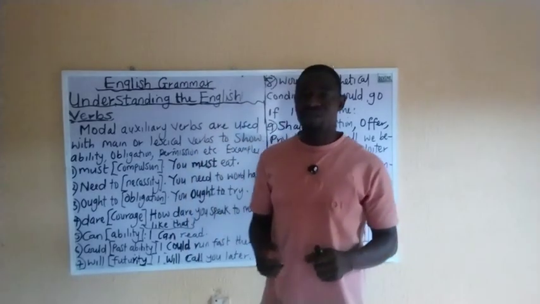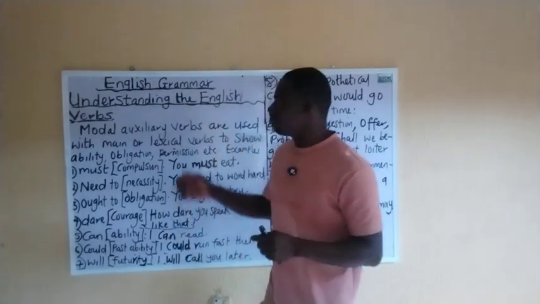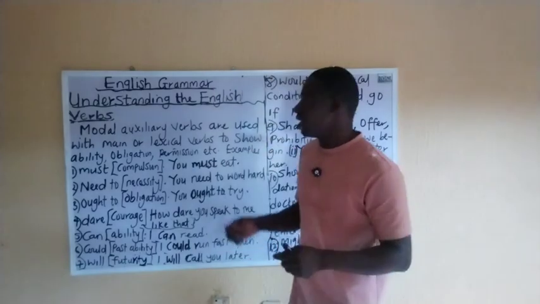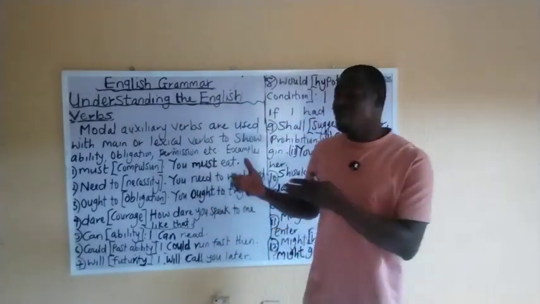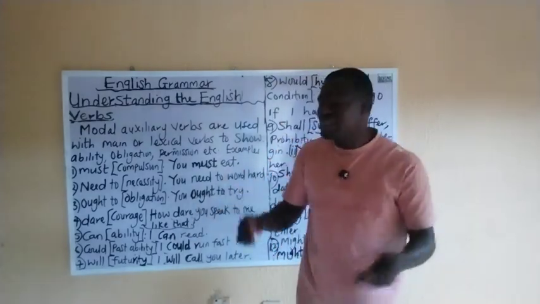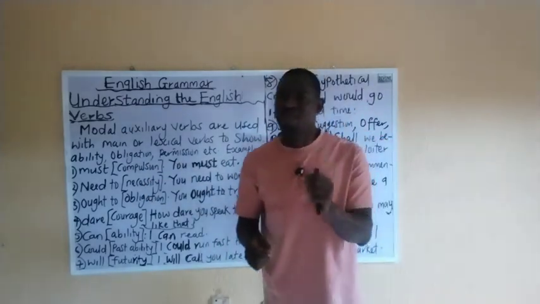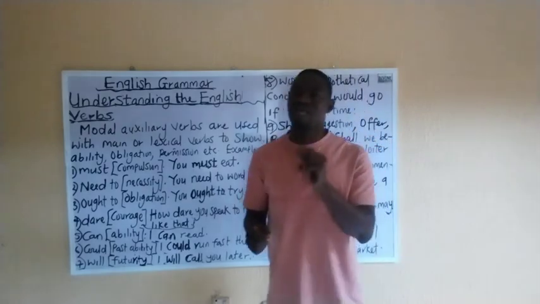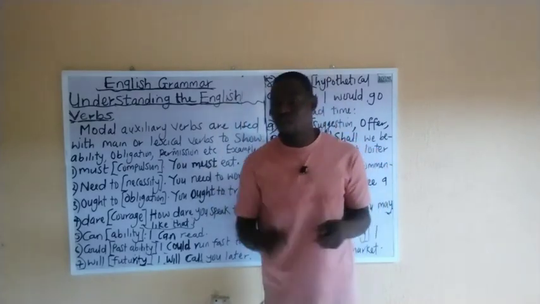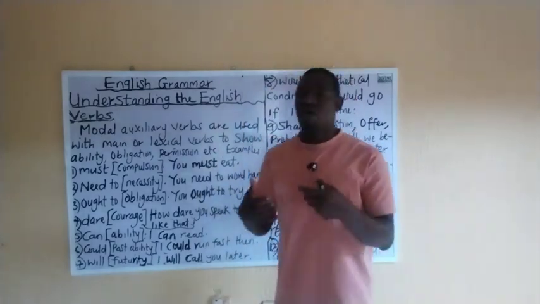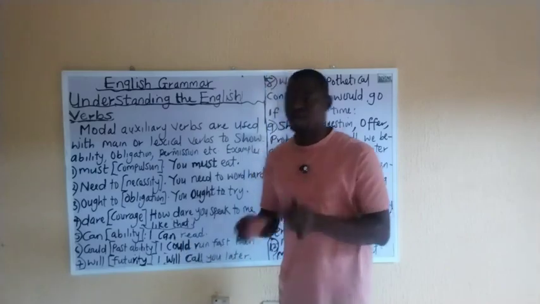Let's take the second part of the auxiliary verbs, and that is the modal auxiliary. Okay, the modal auxiliary verbs are used with the main verbs to show ability, obligation, permission. In other words, the modal auxiliary verbs cannot be used alone like the primary auxiliary verbs. They must be used together with a main verb or a lexical verb. Let's see some modal auxiliary verbs, their uses and examples.